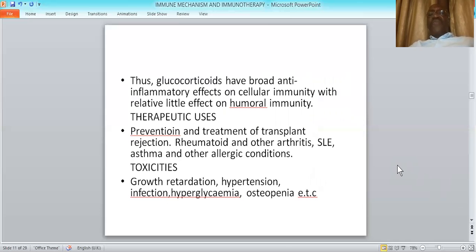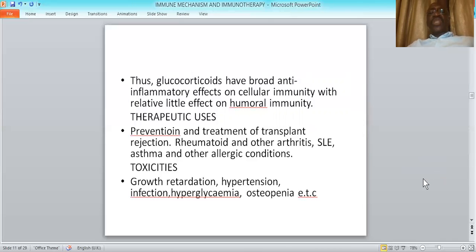Therefore, it is obvious that glucocorticoids have broad anti-inflammatory effects on cellular immunity. Cellular immunity, that is immunity that is carried out by the T and B cells. But glucocorticoids have relatively less effect on humoral immunity. Look at all what we've just said. You see that the effect is more on cellular immunity.